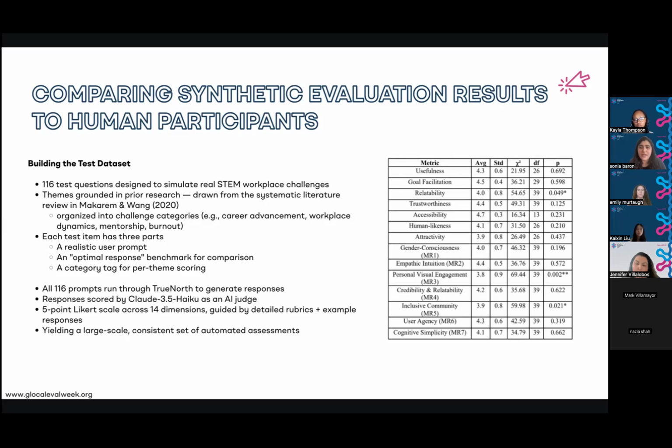And instead of having the 116 humans read and grade all of those answers, they used, like I said, a second completely separate AI. So this was Claude last year to act as the grader. It scored every answer from 1 to 5 on 14 different qualities, like usefulness, trustworthiness, accessibility, and following a detailed rubric, so it graded consistently.